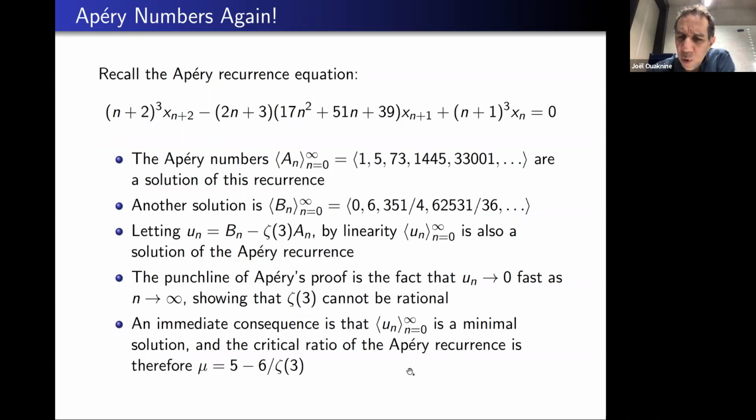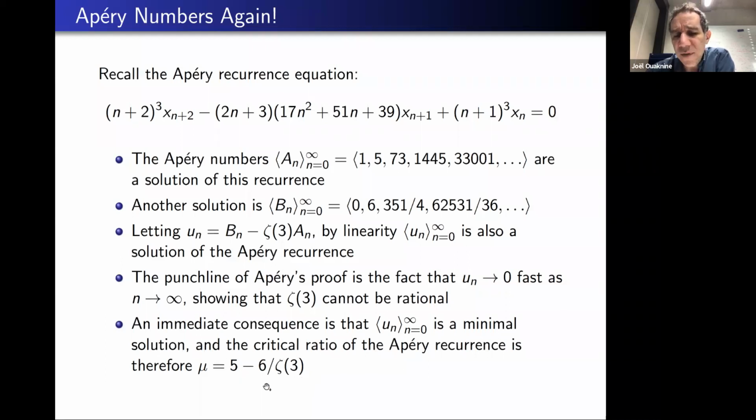And now if you ask yourself, well, what is the critical ratio? To compute a critical ratio, you have to compute the ratio of the first two terms, so U1 divided by U0. You just plug it in and you find that the critical ratio is this sort of funky number. It's 5 minus 6 over zeta of 3.